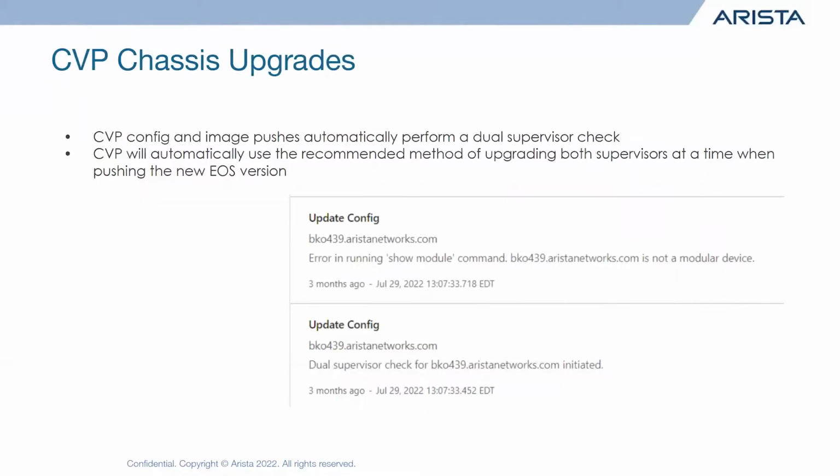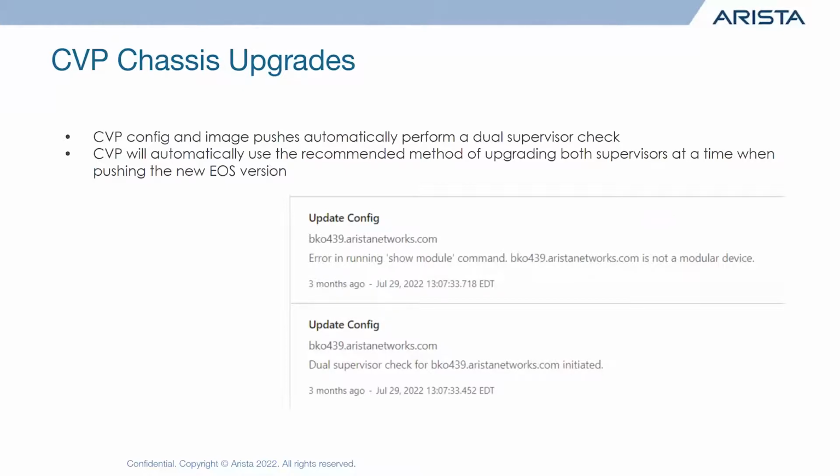All right. So for our chassis upgrades, just a very brief slide on the CVP side of things. The CVP config and image pushes will automatically perform a dual supervisor check. So you can see this is a log I pulled off of a chassis upgrade. Effectively, we're going to run a show module. And if there's an error, we'll return, hey, there's an error, so we're not modular. If there's no error, we'll say, cool, we are modular.